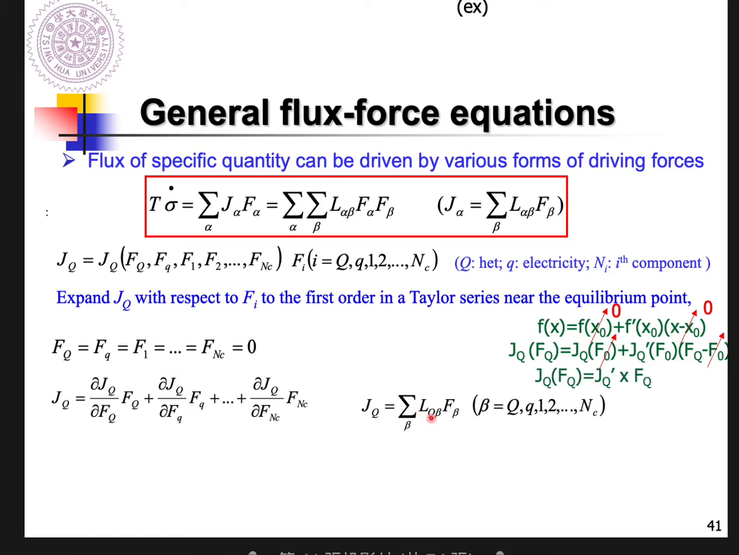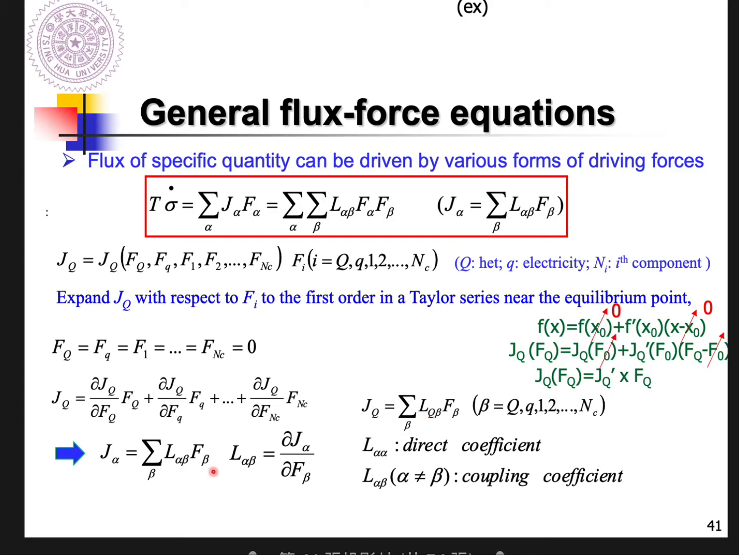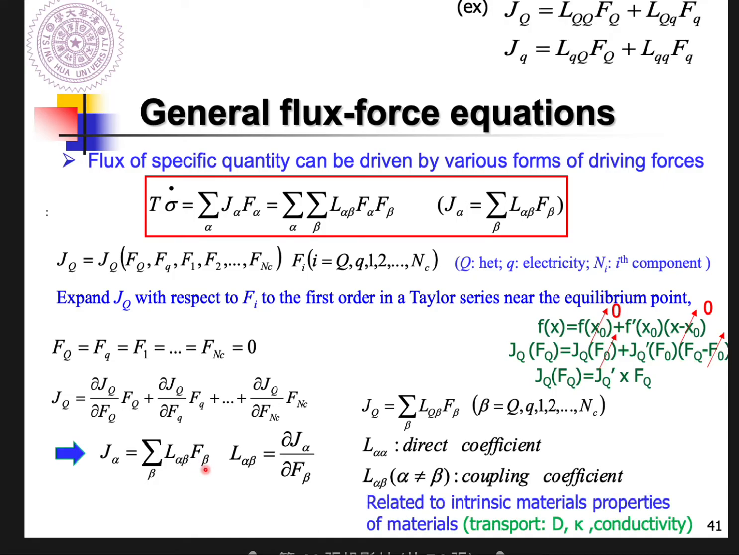So if you have a look here, if the heat flux is expressed like this, then we use beta. So beta can be alpha, right? If beta equals alpha, you got L alpha alpha F alpha plus L alpha beta F beta. So if you compare this, what you get here would be this term, L capital Q, right? So it's L capital Q, F capital Q plus L capital Q small q, F small q, right?